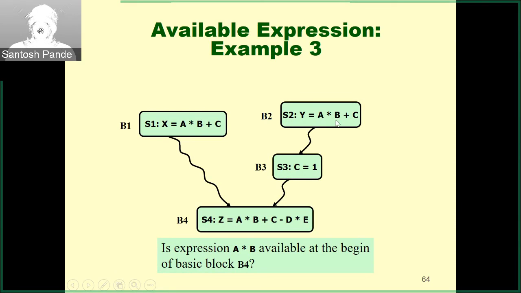For example, A star B plus C is available at the beginning of B3. However, because of redefinition of an operand, it is no longer available at the end. So that kill set is the same and is found using the redefinition of an operand. Those are all the same. Gens are the same. The only difference is the intersection at the beginning of a basic block rather than union. And that defines the analysis in a similar way to reaching definitions.